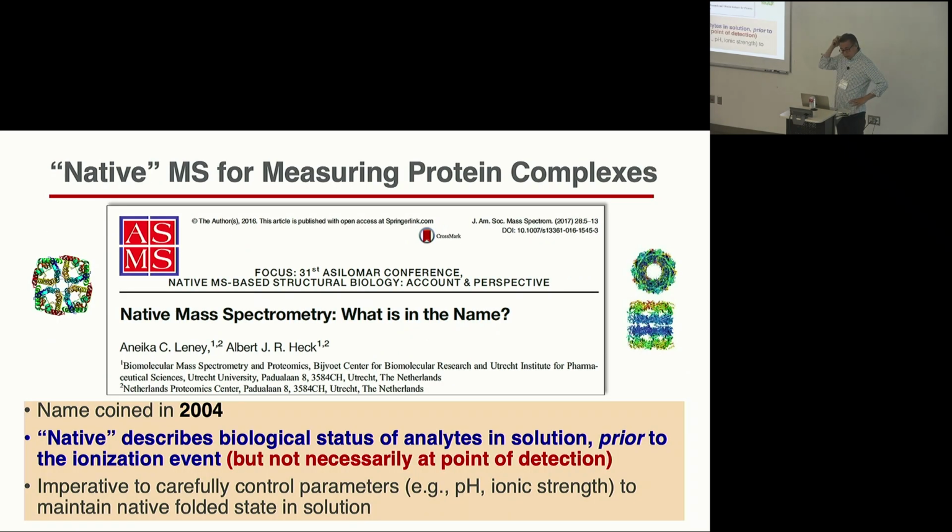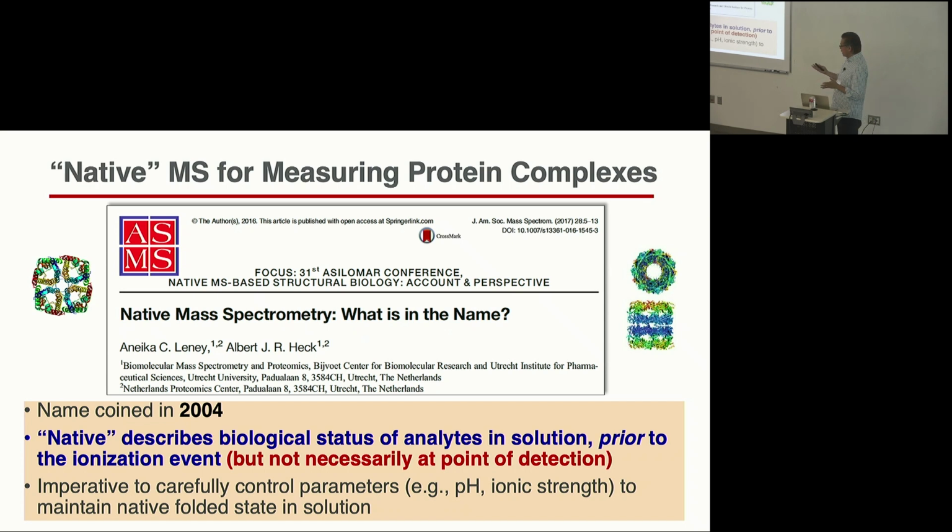Okay, so native mass spectrometry has really progressed over the years as mass spectrometers get more sensitive. The mass range gets larger, so that we can look at larger complexes. Native mass spectrometry as a term, though, was first coined in 2004 by Albert Heck. And if you read this paper that was published in JASMS some time ago, he describes the genesis of the term, and he also reviews what's possible with native mass spectrometry.